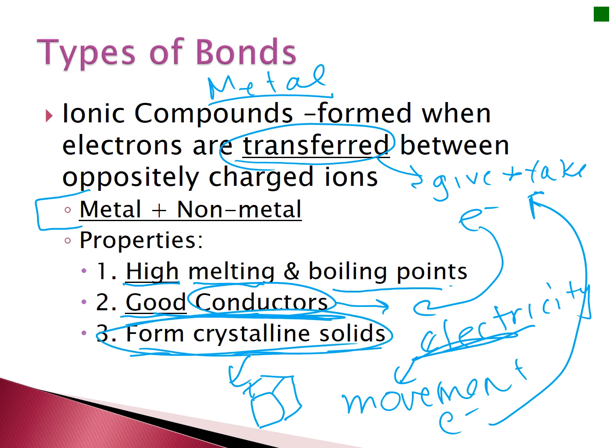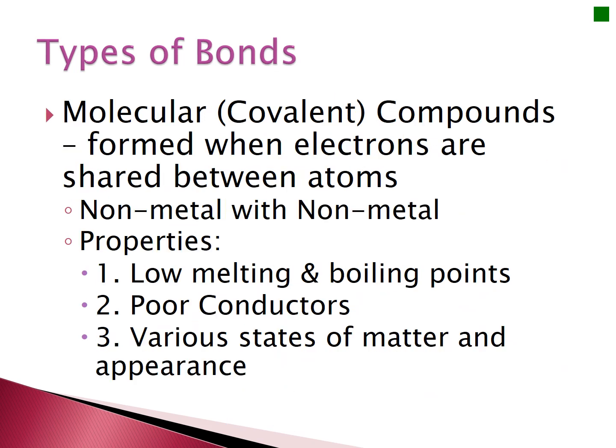It forms these perfect little crystalline solids. Salt is an ionic compound, and that's why that is a really bad cube. I'm sorry about that, but it should be a perfect little cube. So the other type of bond that we're going to be talking about primarily is molecular or covalent compounds. I tend to call them covalent, but if you ever see the word molecular, understand that they are the exact same things.